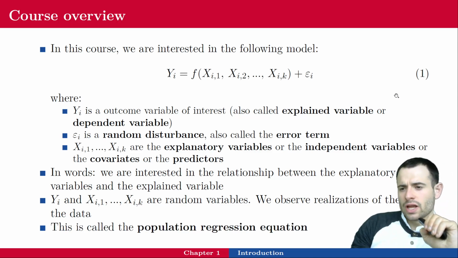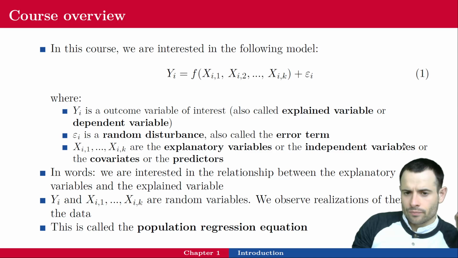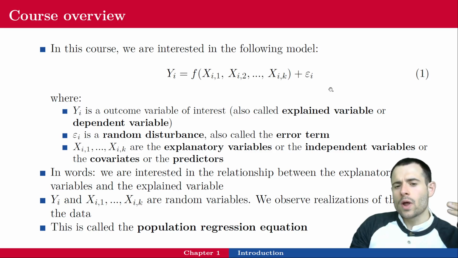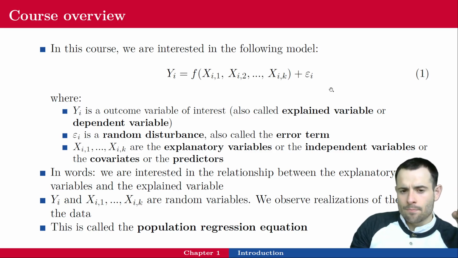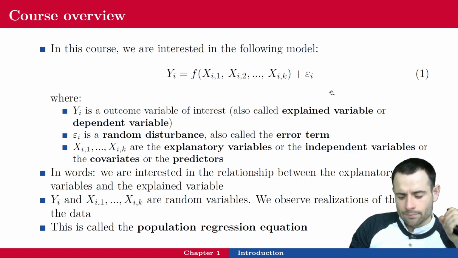This equation, equation 1, is called the population regression equation. I say population here because it doesn't contain anything which is related to a sample yet. It is the true relationship that holds, and we are going to use this as our baseline assumption when we look at actual data.